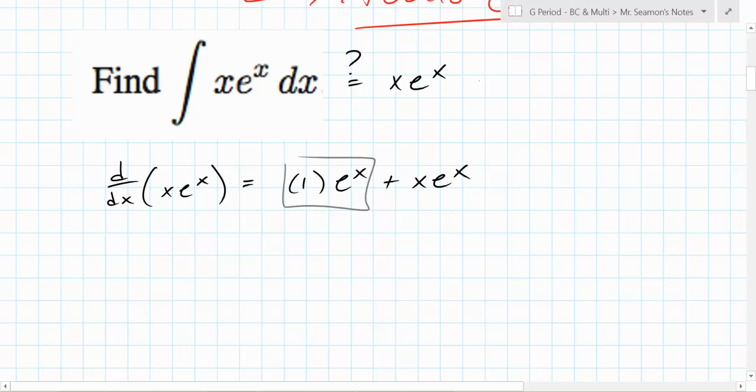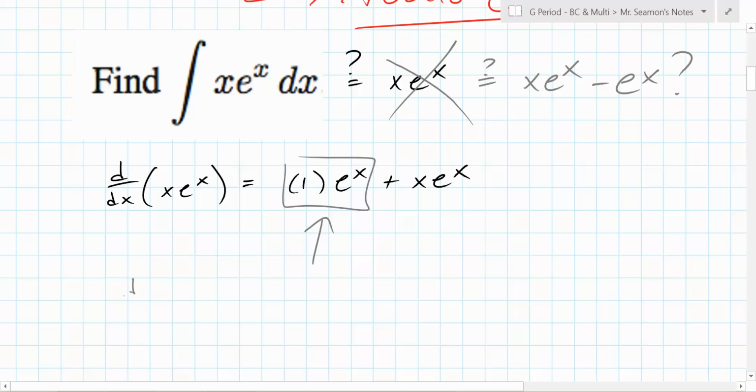So if we wanted to make another guess, what do we think it should be? This didn't work. We have this extra piece. We want to take it away, right? It's minus. So make it x e to the x minus e to the x. That might be our guess if we were doing this by guess and check without having a system. So let's actually do that out.